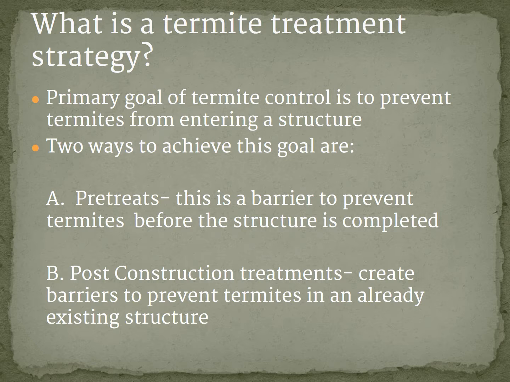First and foremost, I think we need to ask the question, what is a termite treatment strategy? A termite treatment strategy is the primary goal of termite control, which is to prevent termites from entering a structure. There are two ways to achieve this goal. A, we could do what's called a pre-treat, which is a barrier to prevent termites before the structure is completed. Or B, we can do a post-construction treatment, creating barriers to prevent termites in an already existing structure.